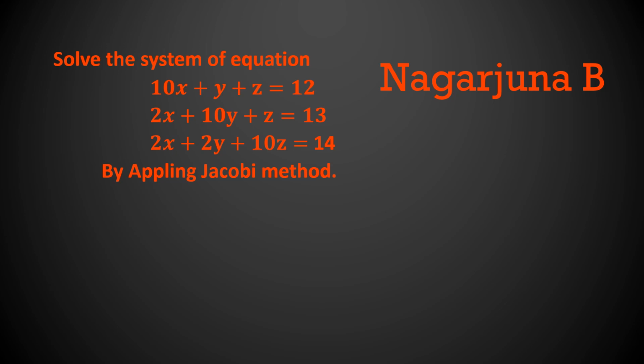Next, we need to check that the diagonal coefficients are greater than the other coefficients. Consider the first equation, 10x plus y plus z. The coefficient of x is 10. Modulus of 10 is 10, which is greater than the modulus of the coefficient of y, 1. So 10 is greater than 1. Similarly, 10 is greater than the coefficient of z, that is 1. So the first equation is diagonally dominant.